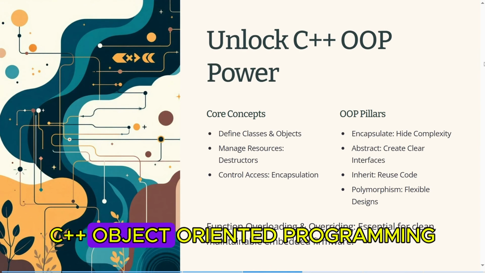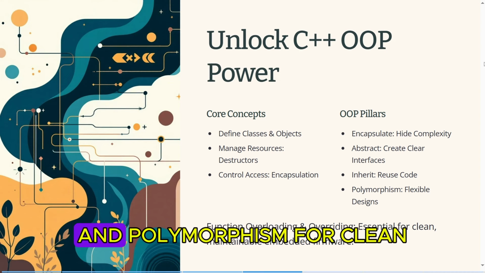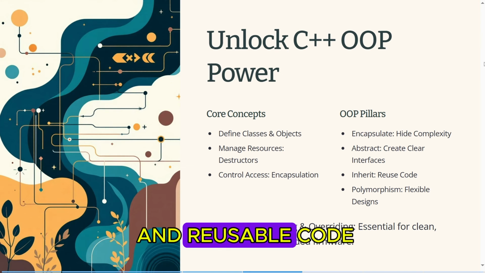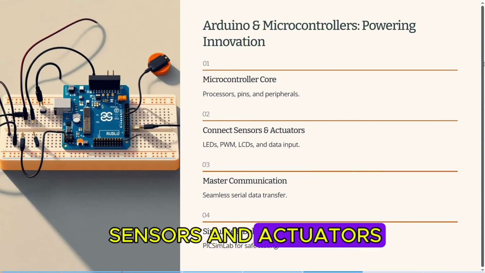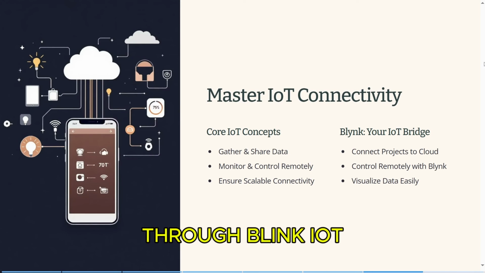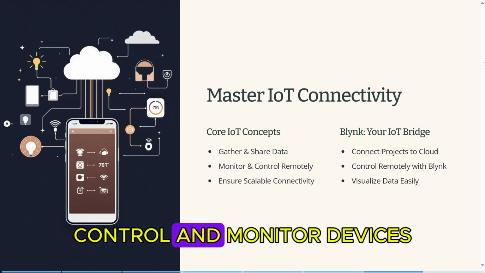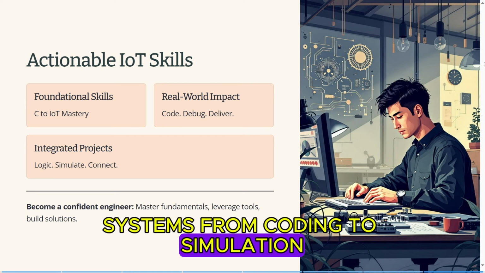C++ object-oriented programming taught me classes, objects, inheritance, and polymorphism for clean and reusable code. Using Arduino, I connected sensors and actuators and tested safely with PICSimLab. Through Blynk IoT, I learned how to control and monitor devices from anywhere. Finally, I combined everything to build complete embedded IoT systems, from coding to simulation.